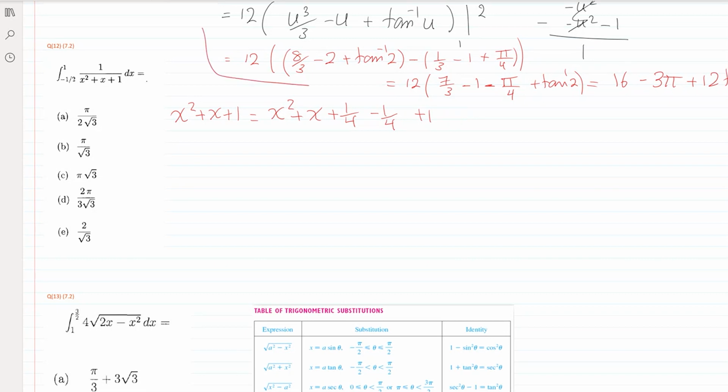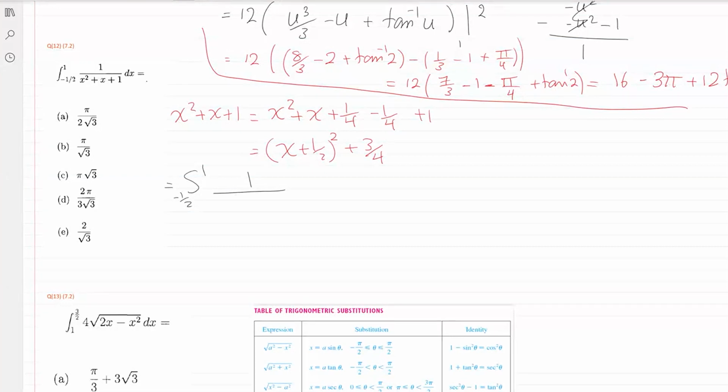Just to avoid any conflict, this will be x plus half squared plus 3 over 4. Now the integral will be the integral from minus half to 1 of 1 over 3 over 4 plus x plus half squared dx. If you take 3 over 4 as a common factor outside, it will be 1 over 3 over 4, so it will be 4 over 3, integral from minus half to 1, 1 over 1 plus x plus half.